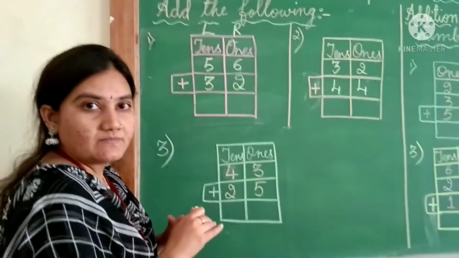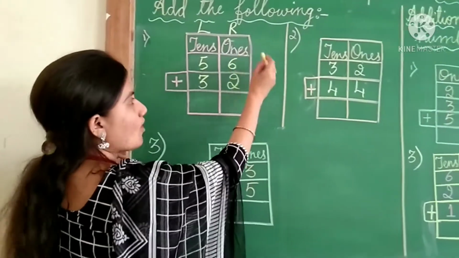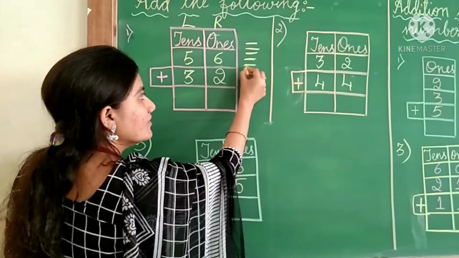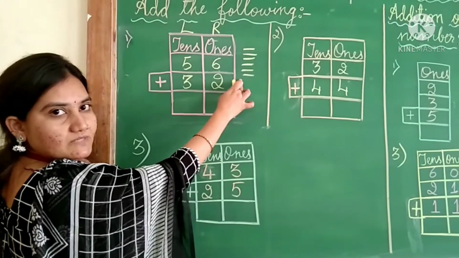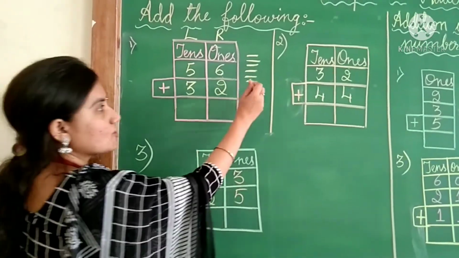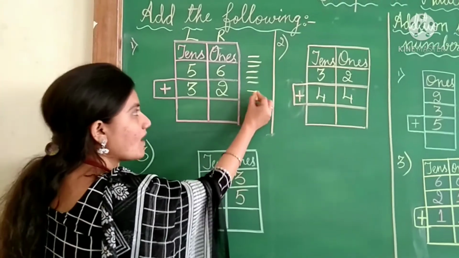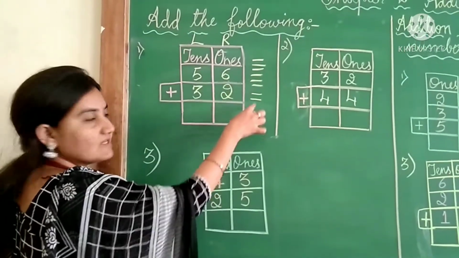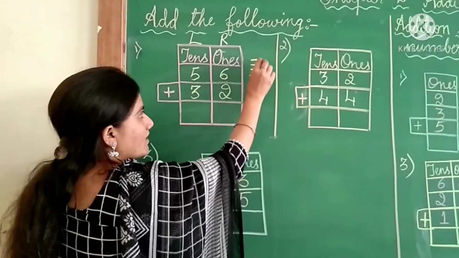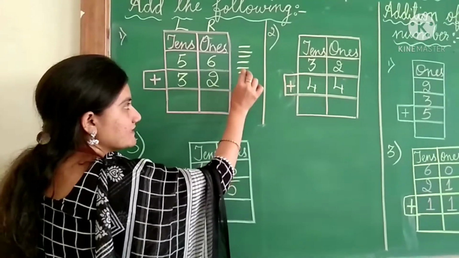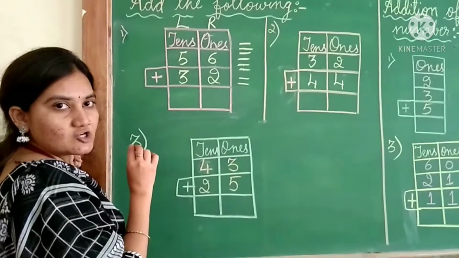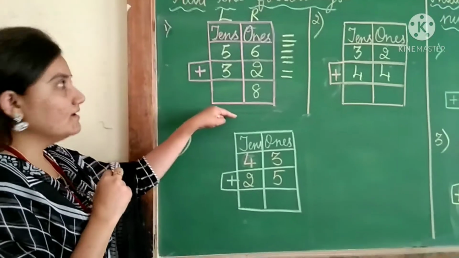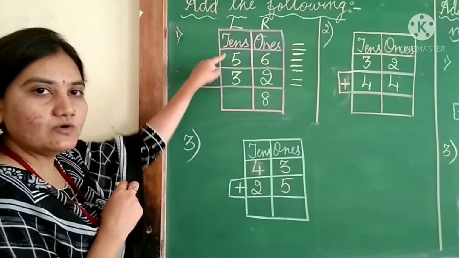Put the numbers together. Okay? So first 6 is there. So what you have to do? You have to draw 6 lines. 1, 2, 3, 4, 5, 6. First number we have drawn 6 lines. Then second one is 2. So here down you can add again 2. 1, 2. So now you have to add both the numbers which we have drawn here. Start. 1, 2, 3, 4, 5, 6, 7, 8. What is the answer, children, we got? 8. Okay? Once over.